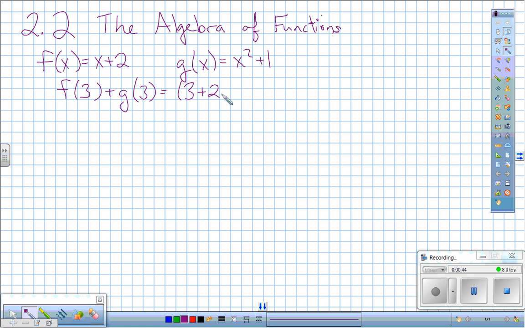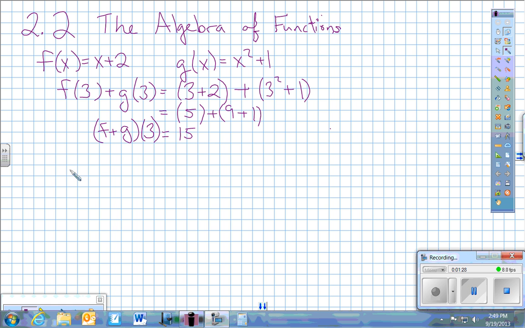So f of 3 plus g of 3 would look like 3 plus 2, that's the f of x piece, plus, so this plus is from this guy, and then I'll have 3 squared plus 1. Now I'm just going to use order of operations to evaluate it. So that will be 5 plus 9 plus 1. I could put parentheses around them, it doesn't really matter. Then I'm going to add everything, so it will be 15. The other way you might see it written is f plus g of 3. These two are equivalent things on this left side.